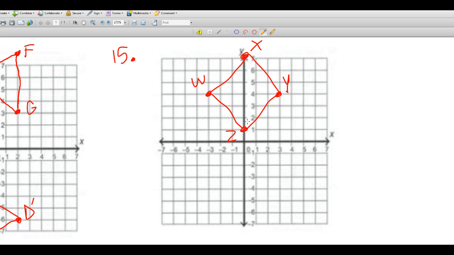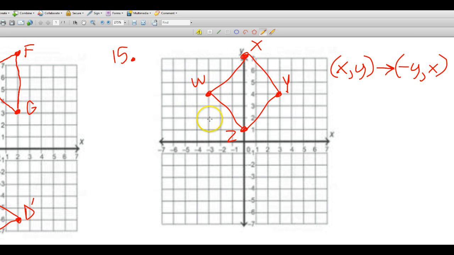So connect our vertices for our pre-image, and we're rotating it 90 degrees, so 90 degrees counterclockwise about the origin. So we're rotating it around this point right here, going in this direction. And the rule for that is that x, y will map onto opposite of y, x.